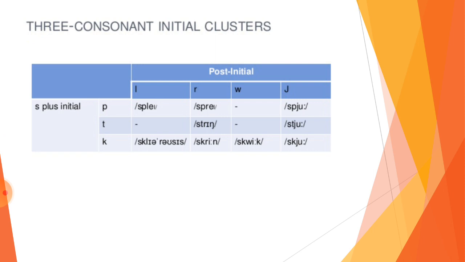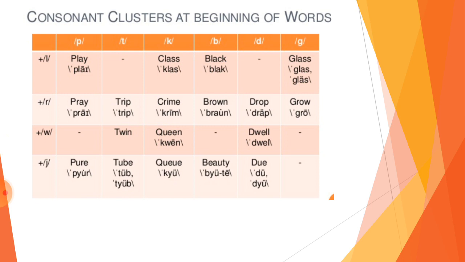When three consonant letters occur at the beginning of a syllable, these consonant letters are called three-consonant initial clusters because they occur at the beginning of a syllable.